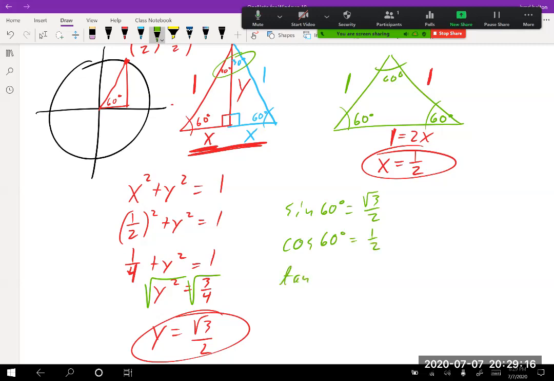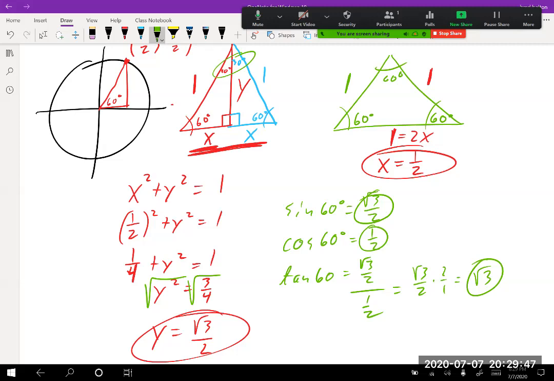Tangent of 60 degrees is y over x. It's square root 3 over 2 divided by 1/2. So this will be similar to what happened last time. This will become square root 3 over 2 times 2 over 1, so this will become square root 3, okay? And then you can do the same for cosecant, secant, and cotangent, and you'll see how things work from there.